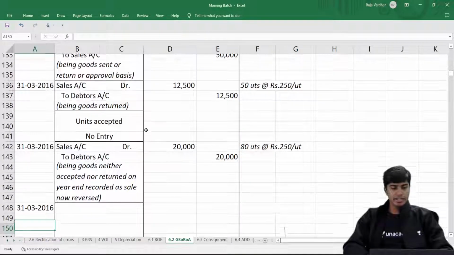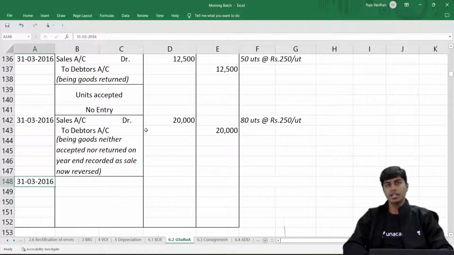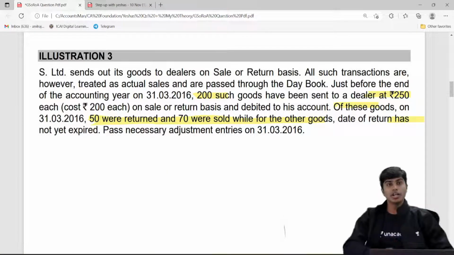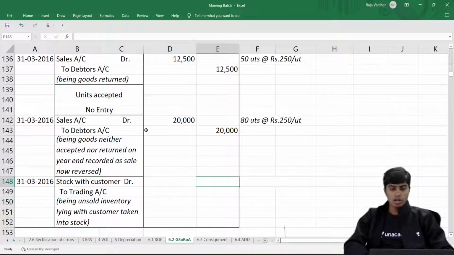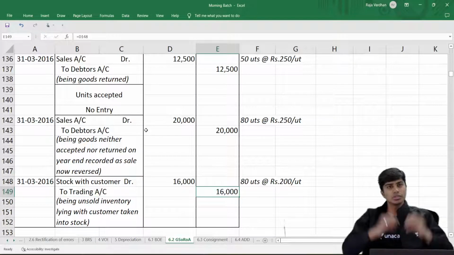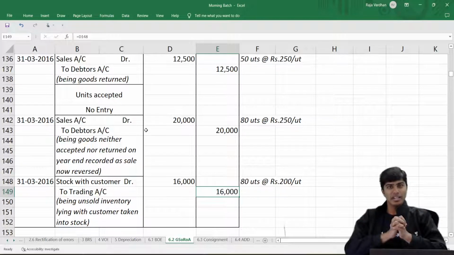And on the same date, let me include my inventory, stock with customer to trading. This should happen at cost. We remember the cost of the units is 200 per unit. I'll write 80 units into 200 per unit, that is 16,000. This is the value at which I'll write this.